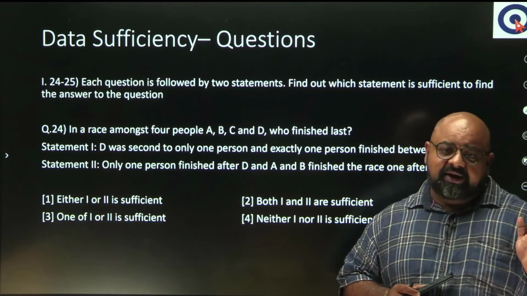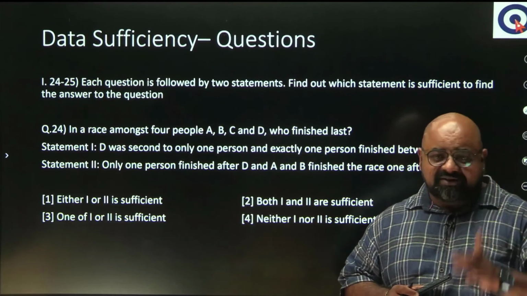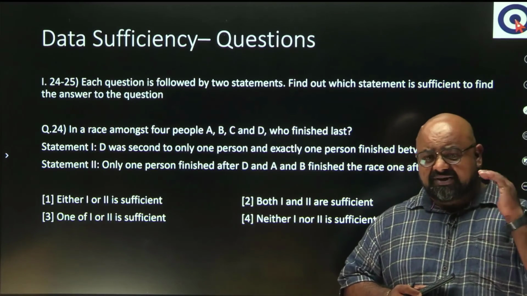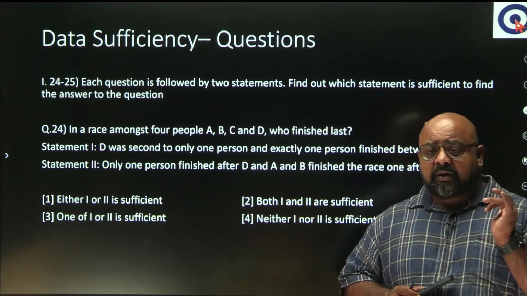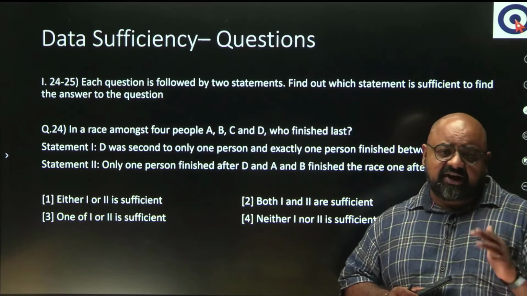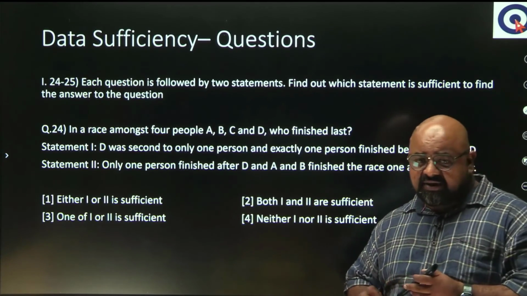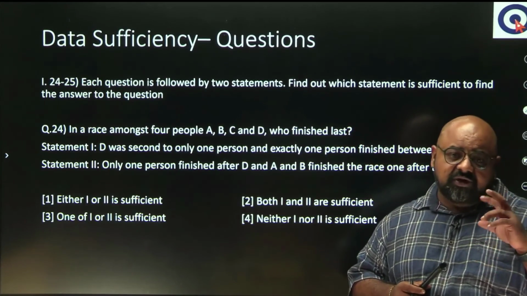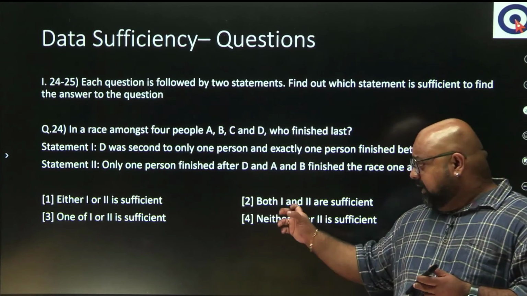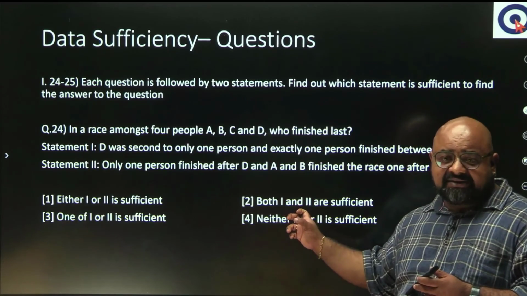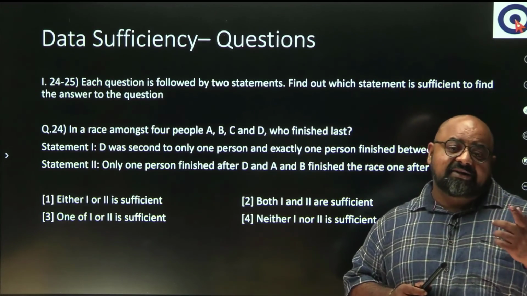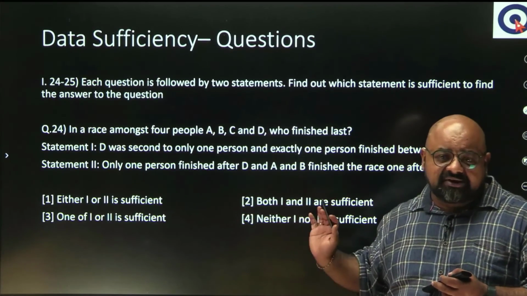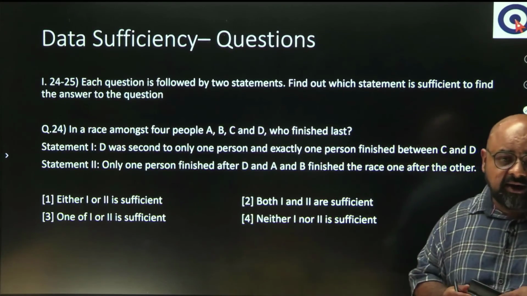I am not looking at their positions, I just want to know who is the person who finished last. What you do is, you first try to answer the question using statement 1 alone, then you answer the question using statement 2 alone. If either of them works, this could be the option. If that does not work, you combine both 1 and 2, and in that case this would be the answer. If you are getting answers from both 1 and 2 individually, then option 1 becomes the answer, otherwise 4 is the answer. Okay, so let us try and do that.